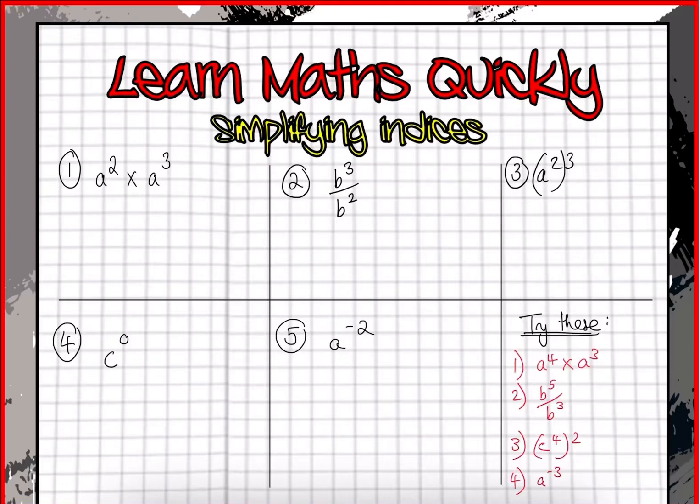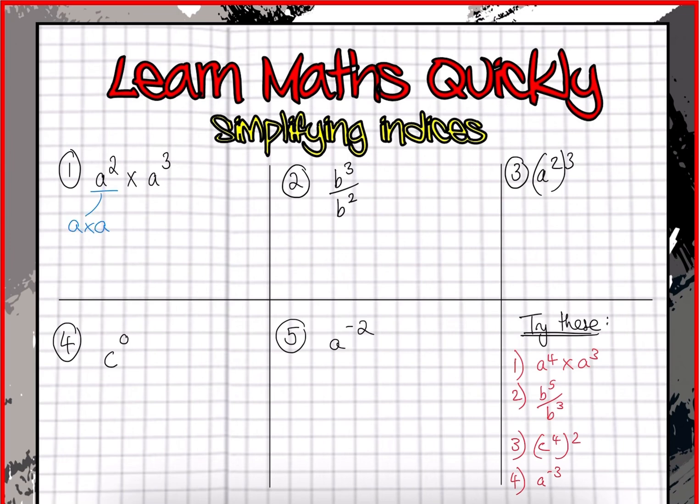Today I'm going to teach you the main rules when simplifying indices. To start with, if you look at question 1, when you've got the same letter multiplied with another of the same letter, the main trick here is that thinking of a squared is exactly the same as thinking of it as a times by a.